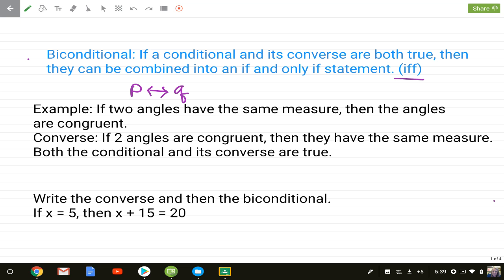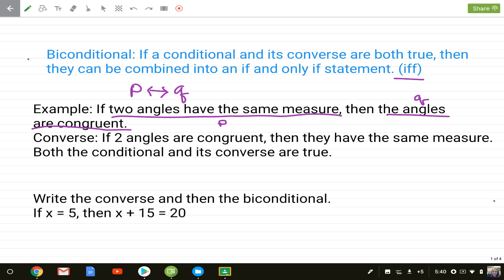So here's an example. If two angles have the same measure, then the angles are congruent. That's the conditional. The converse is if two angles are congruent, then they have the same measure. If I checked these two and tried to think of counterexamples, it turns out that the conditional and its converse are both true. So that means I can write a biconditional. In the conditional, the hypothesis is two angles have the same measure, and the conclusion is the angles are congruent. That was my P for the hypothesis and Q for the conclusion. The converse switched those.